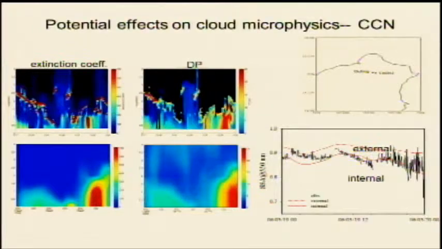And with the mixture effect, this is a measurement in Taipei showing the single scattering albedo. The black line here is measurements, and this line is calculated assuming there's a mixture effect. And the top curve is without the mixture effect. You can see with the mixture effect, the result is much closer to observation.